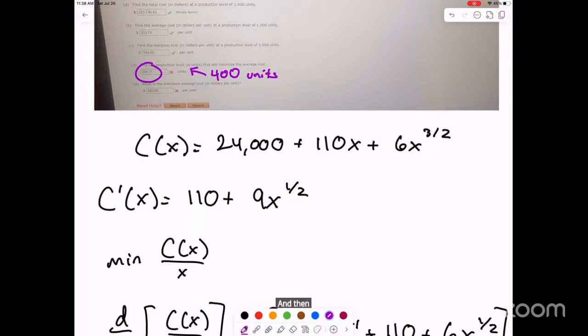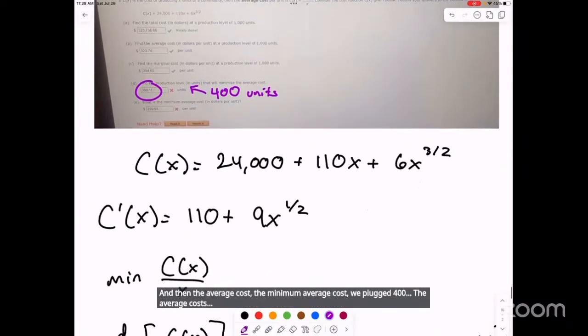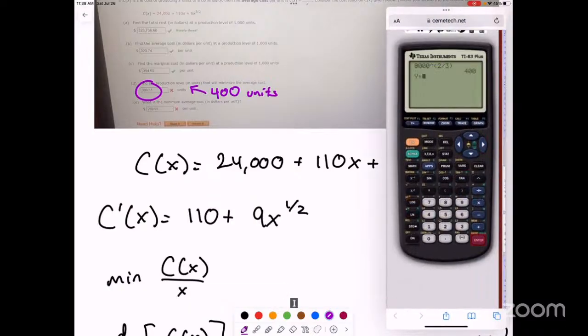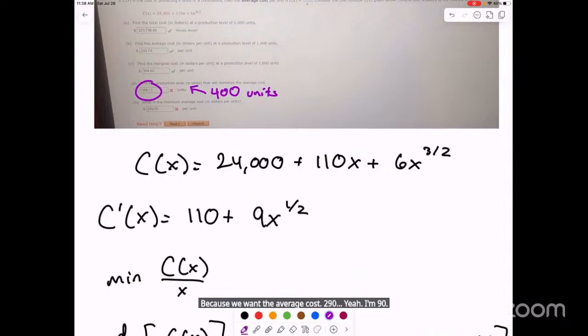And then the average cost, the minimum average cost, we plug 400. I'm gonna just use the original. I'm gonna evaluate this function when x is 400, divided by 400 because we want the average cost. It's 290, yeah, 290 per unit. $290 per unit.